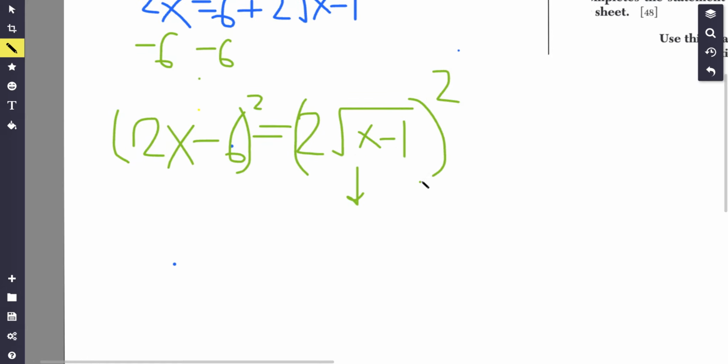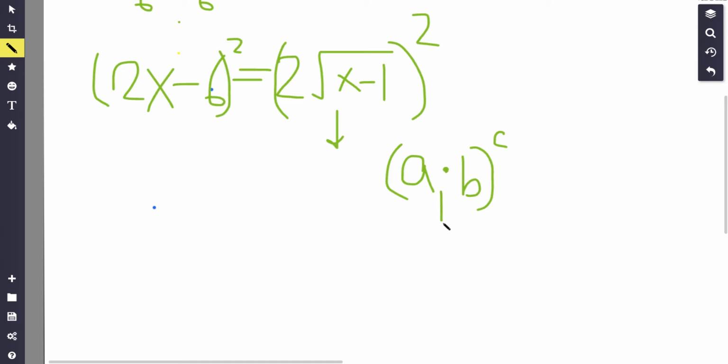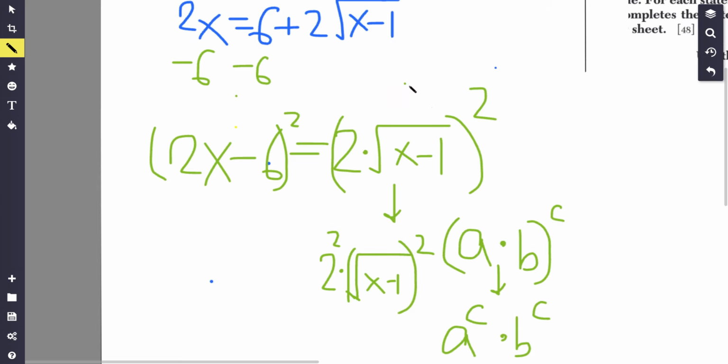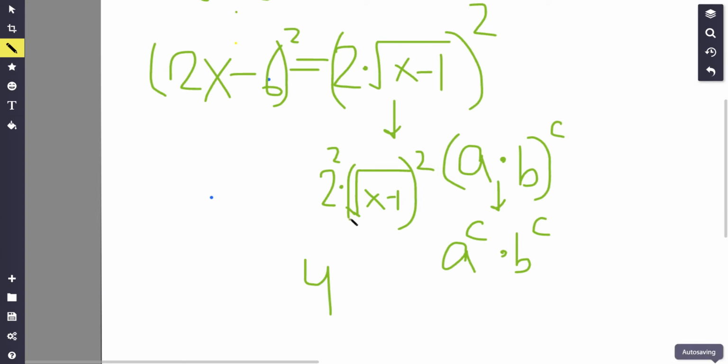Whenever you have a times b to the c power, this is going to be equal to a to the c power times b to the c power. In this case, this is in the form a times b to some power. So this is going to be equal to a to the second power times the square root of x minus 1 to the second power. Imagine you're doing the distributive property for the exponent. I know it's kind of weird, but imagine doing that. 2 to the second power is 4, and this square root over here cancels out with this second power. So you just get 4 times x minus 1.